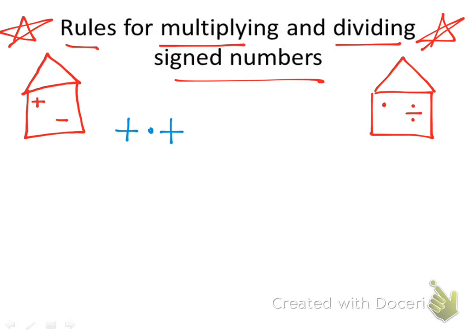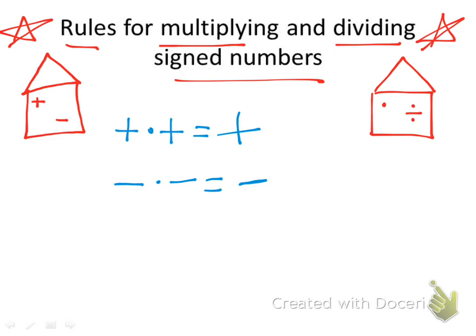Okay, so if I'm multiplying two positive numbers, what type of number do you think my answer is going to be? Positive. Very good. I want you to put this in your notes. If I'm multiplying two negative numbers, what do you think I'm going to get? A negative number. Very good. Whoop. What?